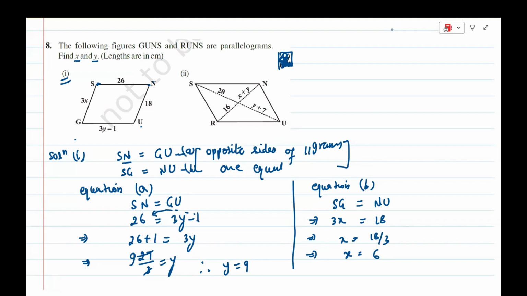Now, as they have mentioned, lengths are in centimeter. It means the answer will also be in centimeter. So y is 9 centimeter and x is 6 centimeter. Let's move to the next question, question number 9.